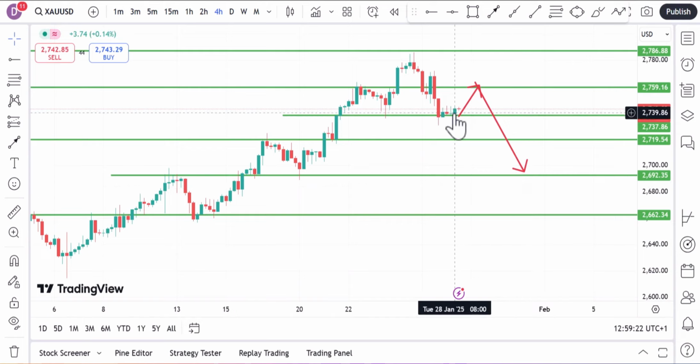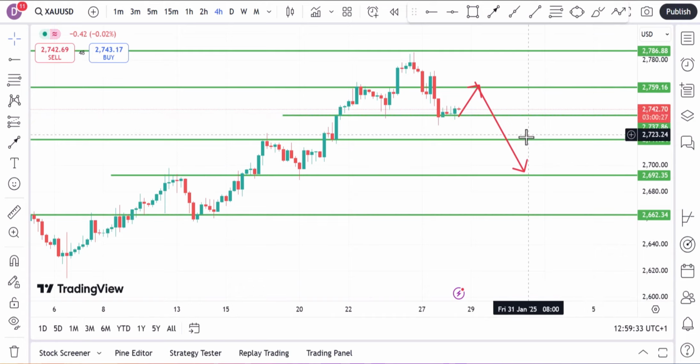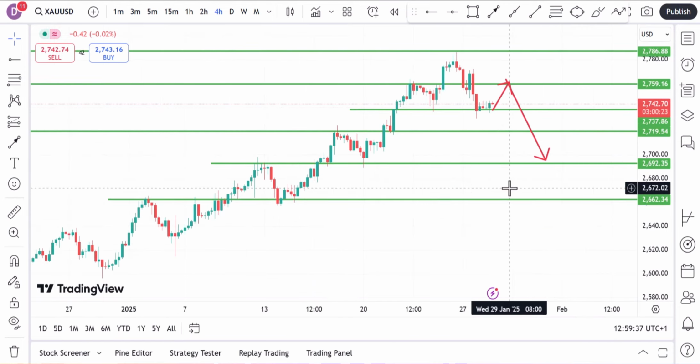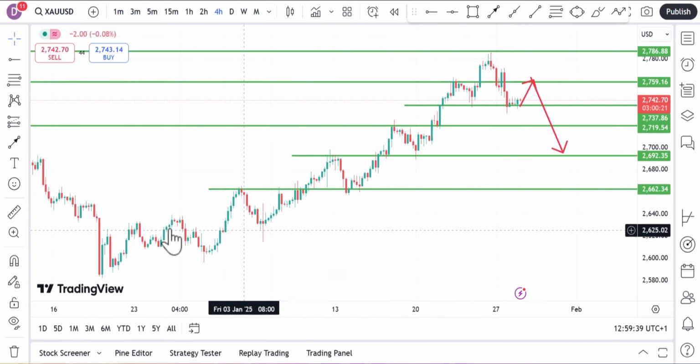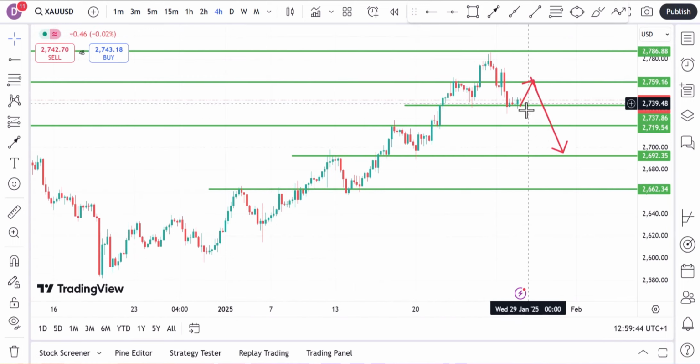Okay, so likely this might pull back to this before breaking this line here. And if it can break the 2738K level, we'll wait for a retest, then we enter gold. So if you look at it carefully, gold is trying to change from a downtrend, from a bullish move to a bearish move.